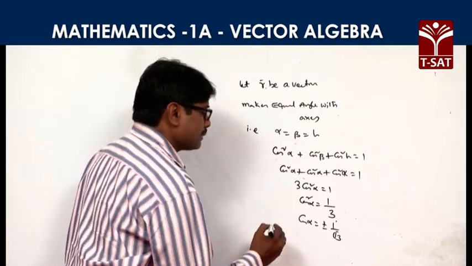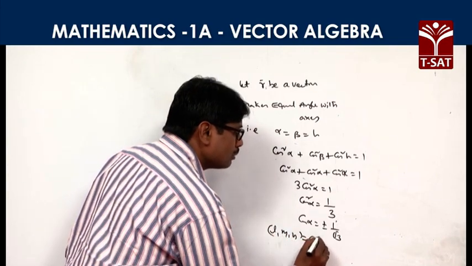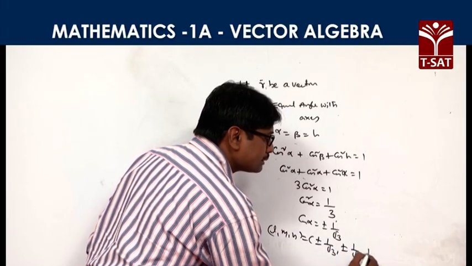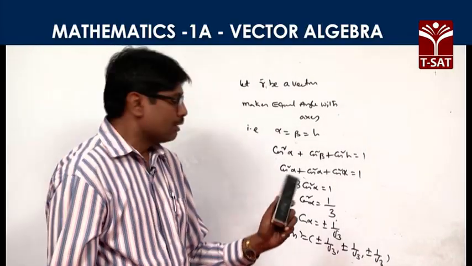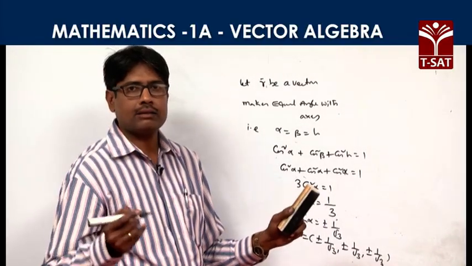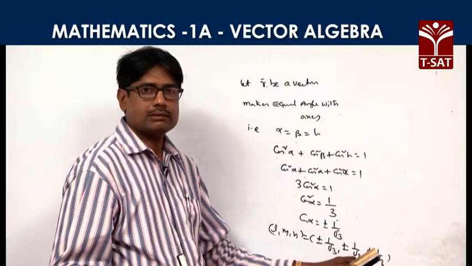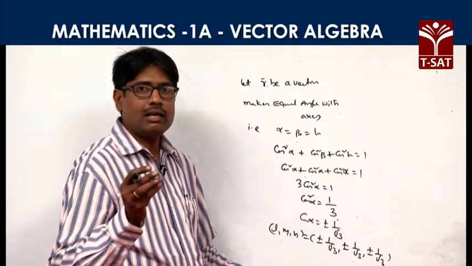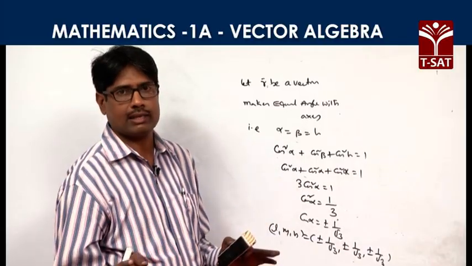So, if you express it in direction cosines, l, m, n will be equal to plus or minus 1 by root 3, plus or minus 1 by root 3, plus or minus 1 by root 3. Taking plus plus plus, minus minus minus as a vector and its opposite, plus plus minus, minus minus plus, and so on with the same vectors, there will be a total of 8 vectors in space that make equal angles with the coordinate axes.